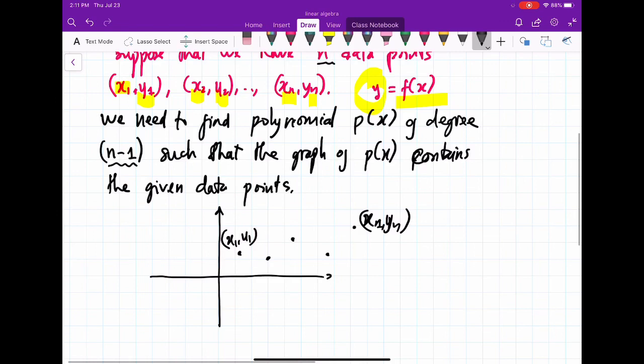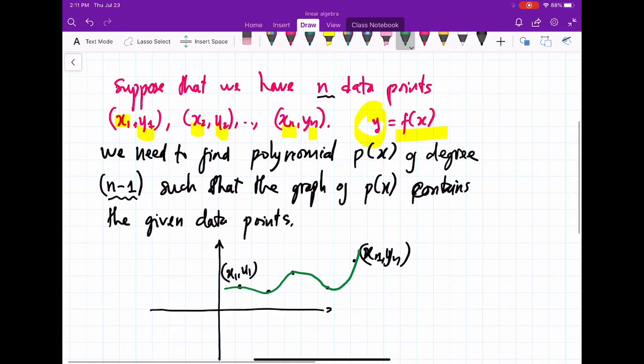You want to recover that function, but sometimes you don't need the exact function. You only need a polynomial such that the graph of your polynomial passes through these points. So basically, you use your polynomial to approximate the function in here. Does that make sense? So this is why we call it polynomial curve fitting, right? So let's say we need to find some polynomial that is the best fit to the function. Does that make sense? Okay.